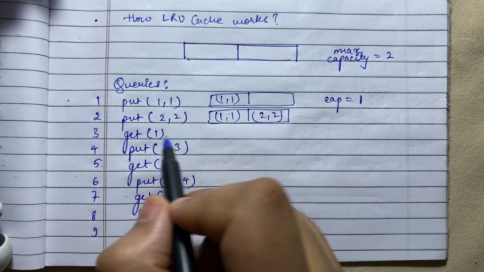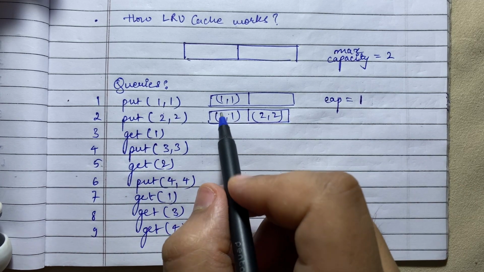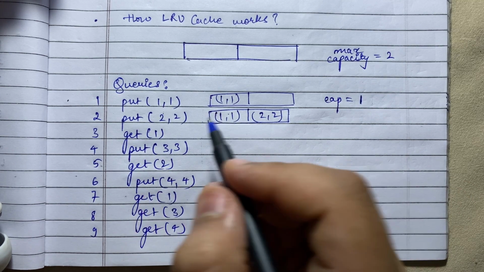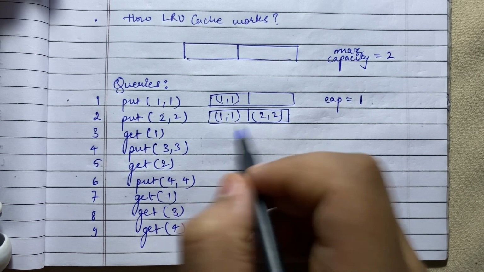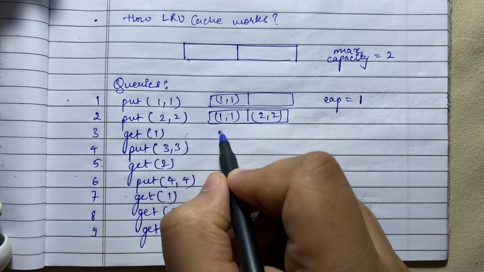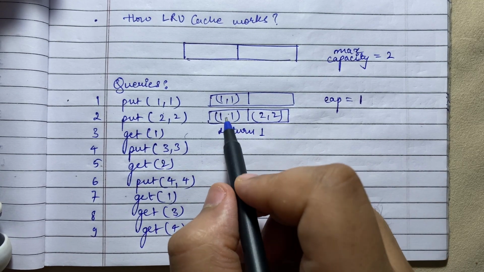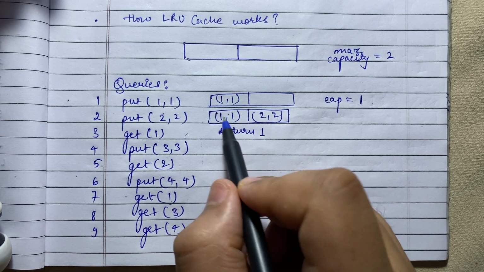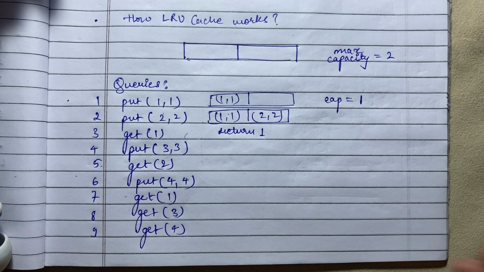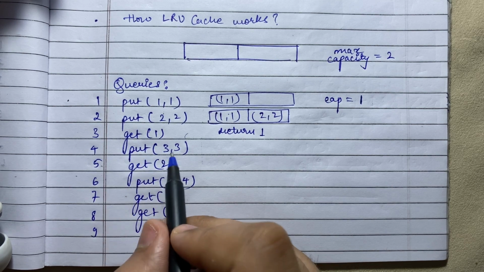Now, the third query is get 1, which basically means that we are trying to get the corresponding value with key 1. So this will simply return 1. Okay, and at the same time we have to make 1,1 the most recently used element, and 2,2 the least recently used element. After that we see that we have a query of put 3,3.